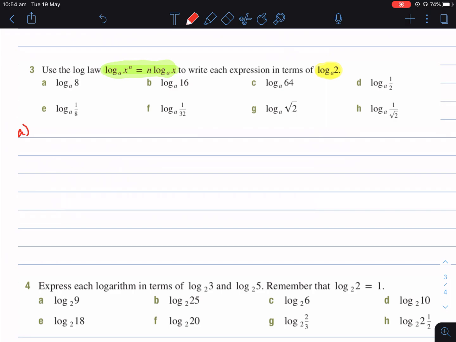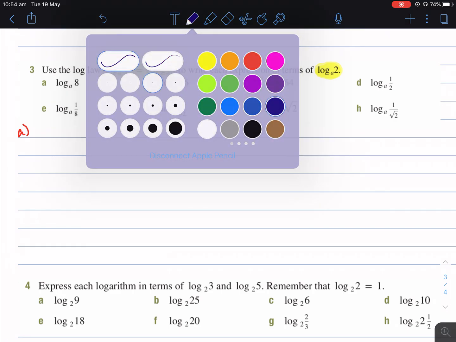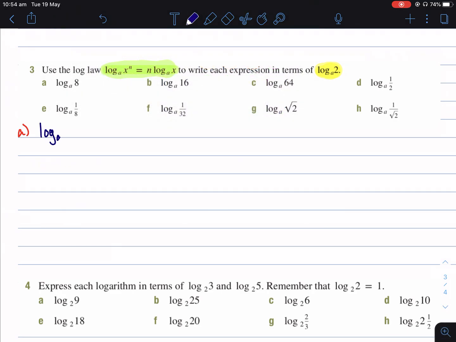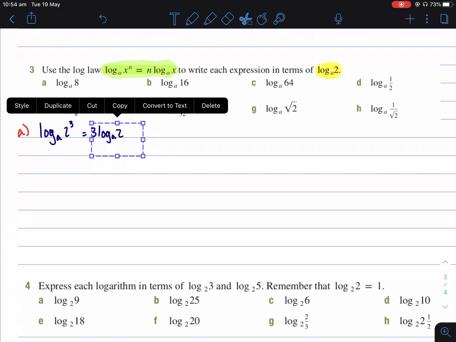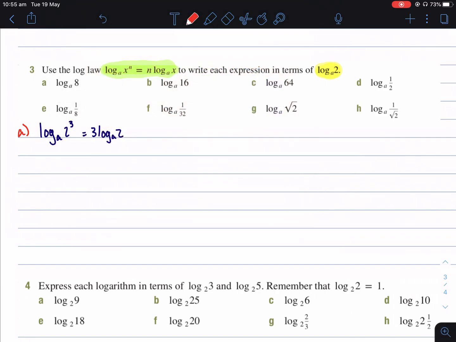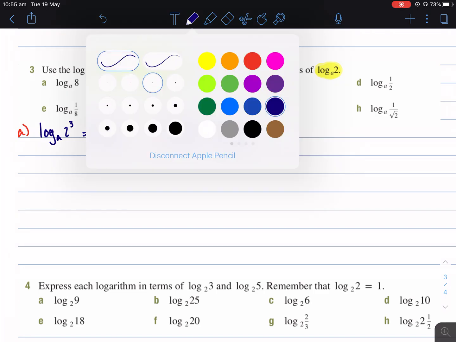So question A, we just want to write them in terms of log base A of 2. So this is log base A. Now 8 is 2 to the 3, and I could then take that 3 out the front. So that's 3 times log base A of 2. We don't normally write the times, we would just write 3 log base A of 2. Okay, question C, we've got log base A of 64, so 64 is 2 to the 6, so that's 6 log A2. Just like in trig, we don't write the times in between.